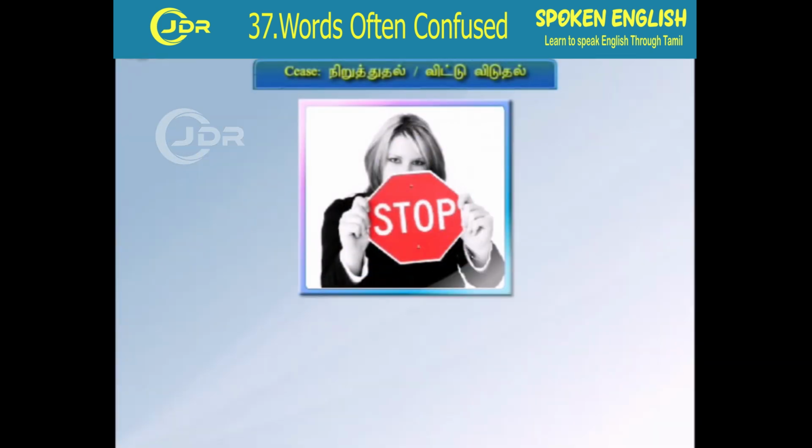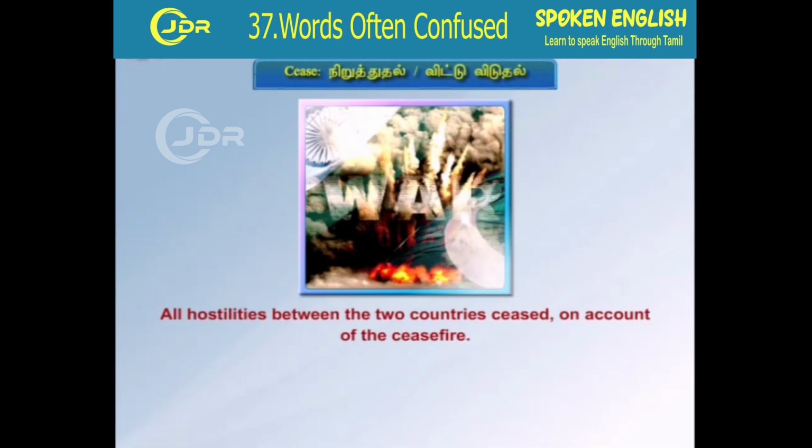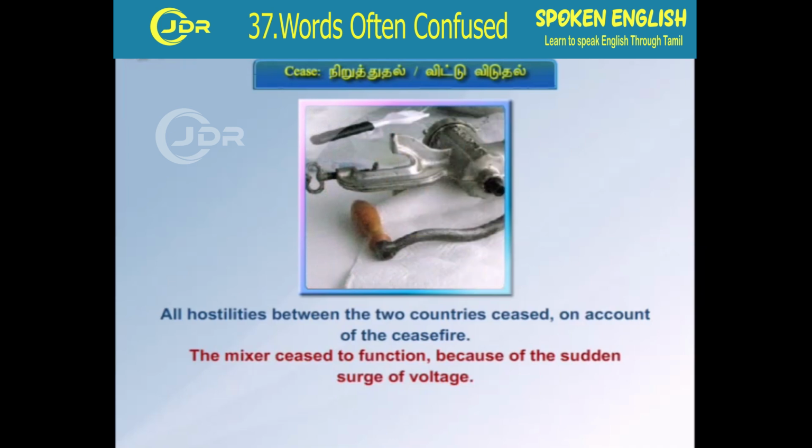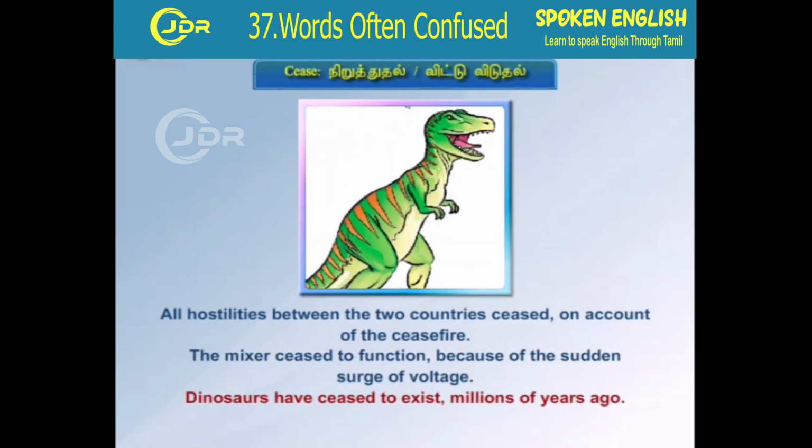Cease. All hostilities between the two countries ceased on account of the ceasefire. The mixer ceased to function because of the sudden surge of voltage. Dinosaurs have ceased to exist millions of years ago.